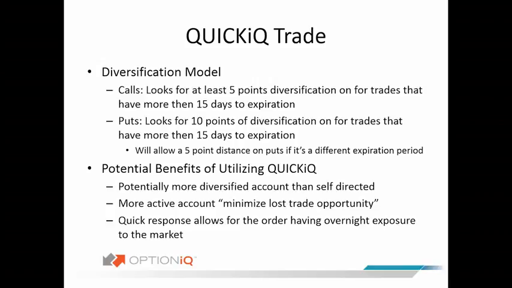Then on the puts, it's going to look for 10 points of diversification on trades that have more than 15 days to expiration. So again, it's going to be looking for a minimum of 5 points on the top and a minimum of 10 points on the bottom, different from all the previous trades that I've set that are still live. So this system's taking care of that diversification for you through the Quick IQ trade technology, and it's recommending that trade based upon that information.